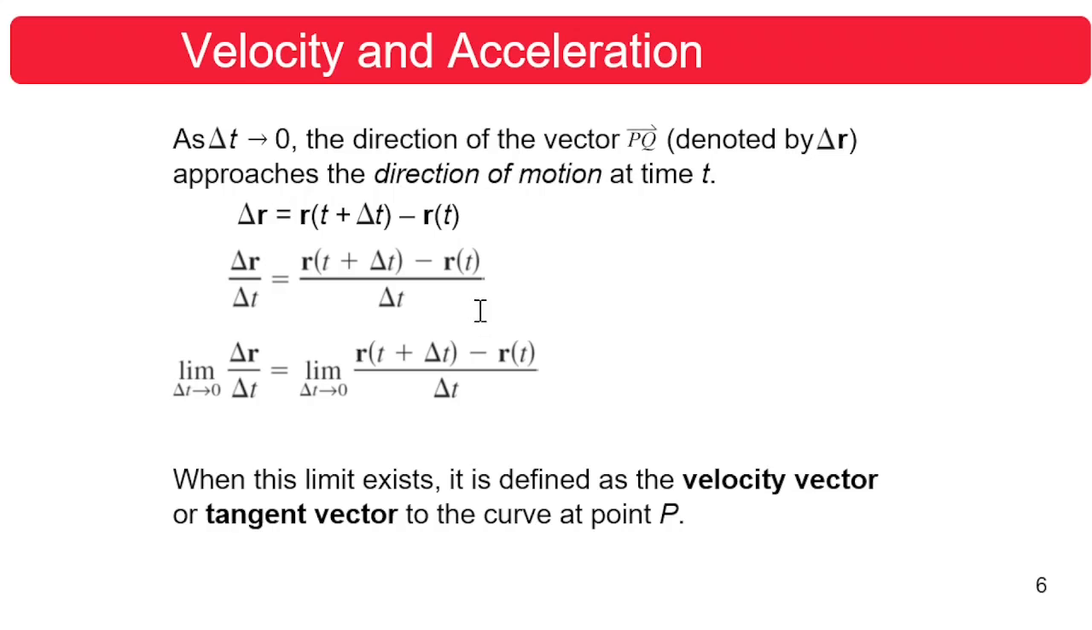And then taking the limits of both sides, we get the limit of delta r over delta t as delta t approaches 0 is equal to the limit of r of t plus delta t minus r of t, all over delta t. When the limit of this quotient exists, it defines the velocity vector, also called the tangent vector to the curve at point P.